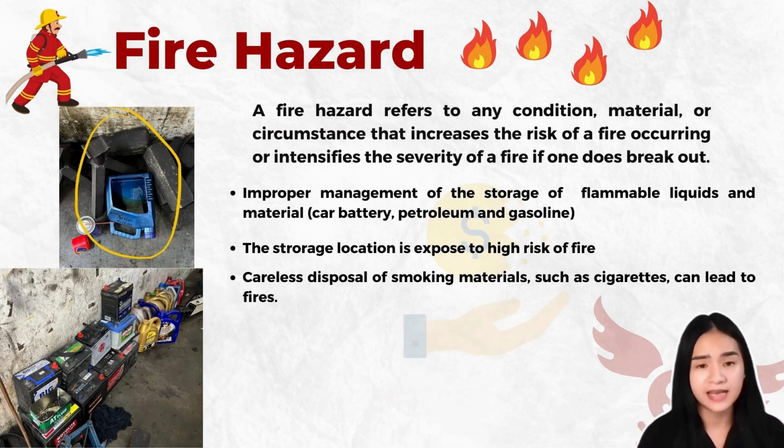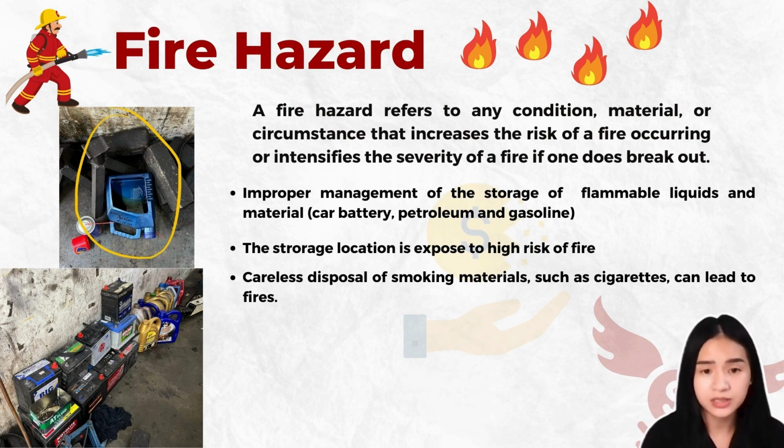The second one is fire hazard. Fire hazard refers to any condition, material, or circumstance that increases the risk of fire occurring or intensifies the severity of the fire if one does break out. As we can see from both pictures, the improper management of the storage of flammable liquids and materials such as car battery, petroleum, and gasoline are put at a very high risk location, which is on the floor. So, if one of the workers is throwing a cigarette, either with intention or unintention, it may lead to a huge fire. And if there is a fire hazard happening, it may bring a very huge loss to the company.